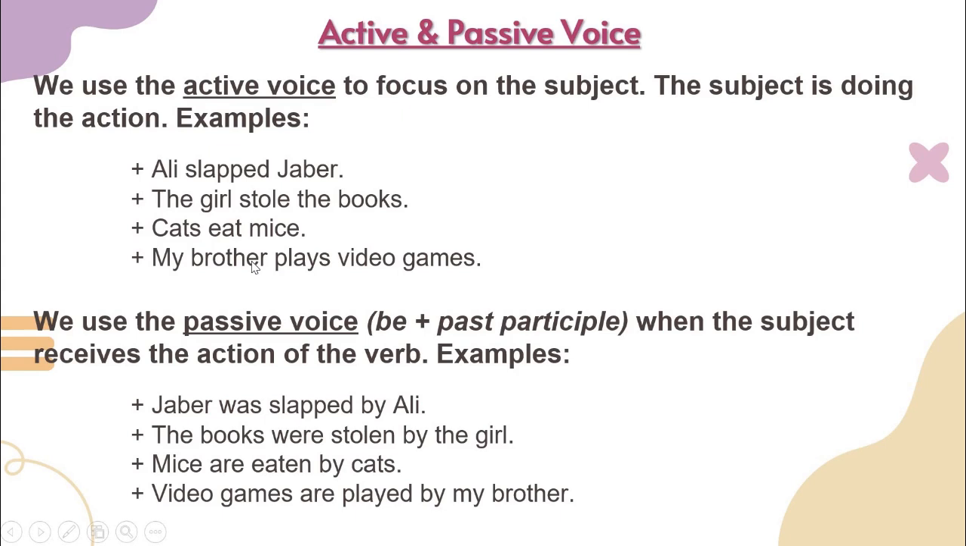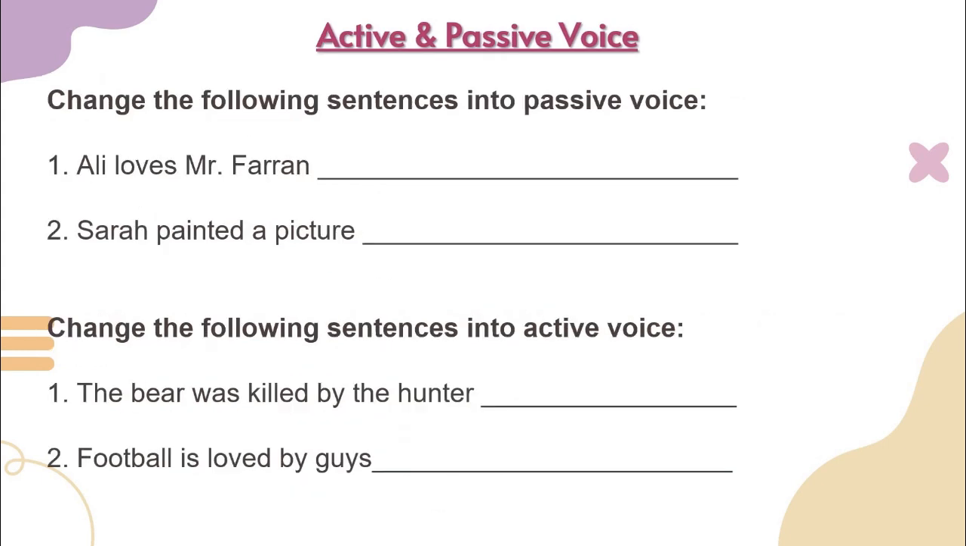Let me give you an exercise. If you wish, you can pause the video and do the exercise yourself and then go back and check your answers, okay? So this is a very short exercise. For the first part, it says change the following sentences into passive voice. So you have two sentences over here. Change these into passive voice. And then for the second part, you have to change the following into active voice. The bear was killed by the hunter and football is loved by guys.